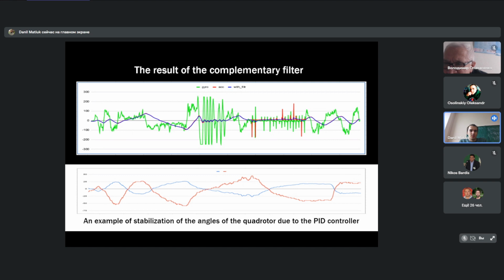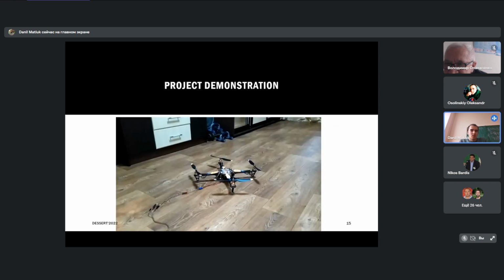In the figure, the blue line indicates the quadrotor's deflection angles, and the red one indicates the effort the quadrotor makes to return to the horizontal position. Now a short video about how the first testing in the project took place.